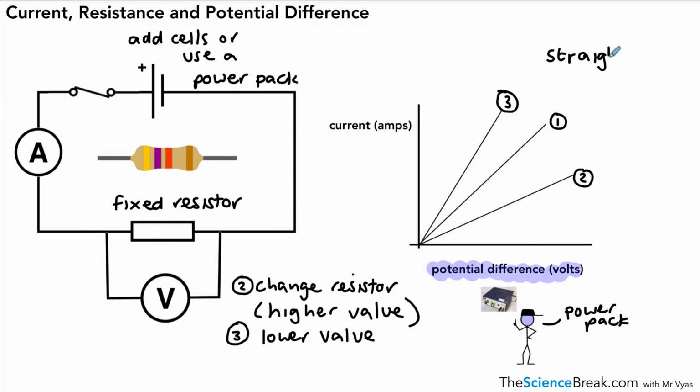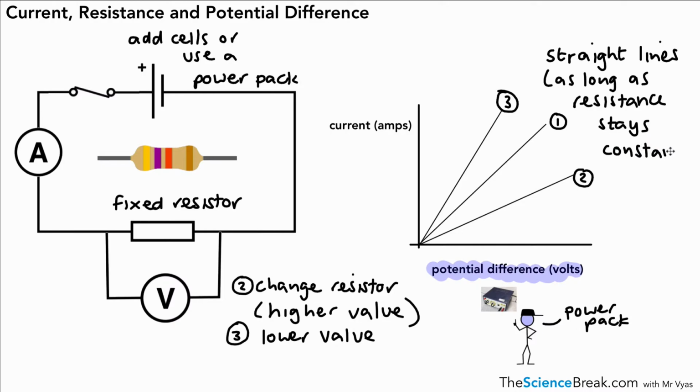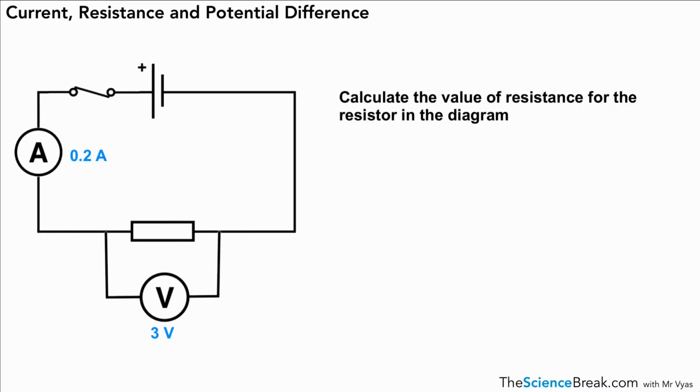Also important to remember is that these graphs are straight lines. As long as the resistance stays the same, we're going to get straight lines. If the resistance does change for any reason, then those lines would end up being curved if the resistance changed during the experiment. So that's the graphs that you should be familiar with when we're looking at potential difference versus current. Let's do a quick example of a calculation using our equation that we have just learned.